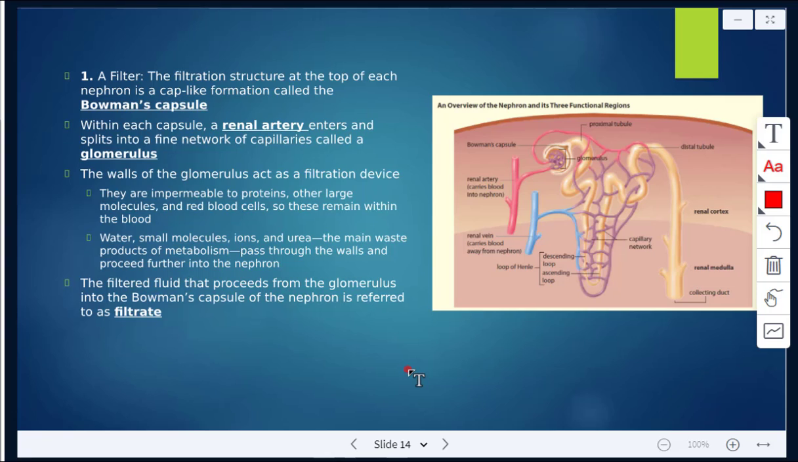So the walls of the glomerulus act as a filtration device. They are impermeable to proteins, meaning proteins cannot get through. So they're impermeable to proteins, other large molecules, and red blood cells. All right, those cannot get through. So they will remain within the blood. The water, small molecules, ions, and urea, recall that urea was the main waste product of metabolism, those can pass through the walls and proceed further into the nephron. Once that has filtered through the glomerulus, that filtered fluid is now called filtrate. All right, so the filtered fluid that proceeds from the glomerulus into this Bowman's capsule of the nephron is now called filtrate.